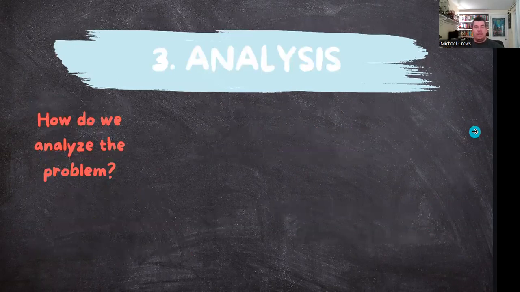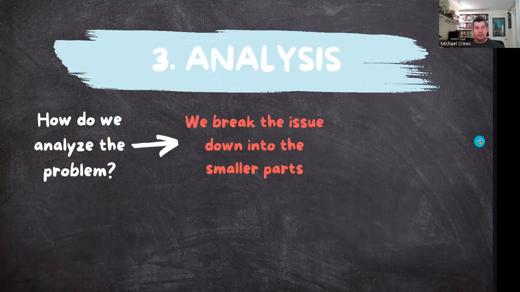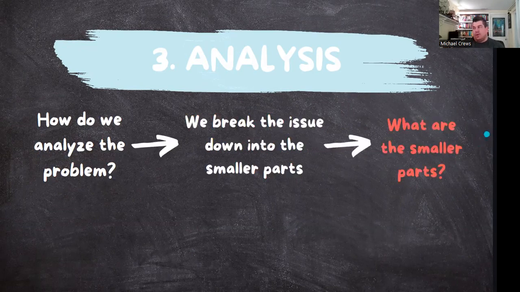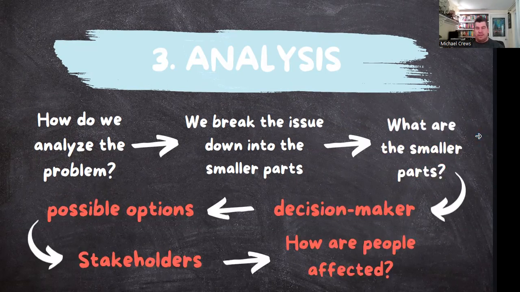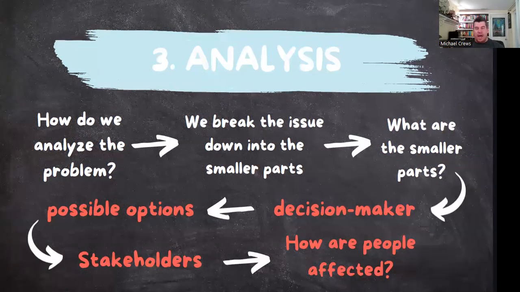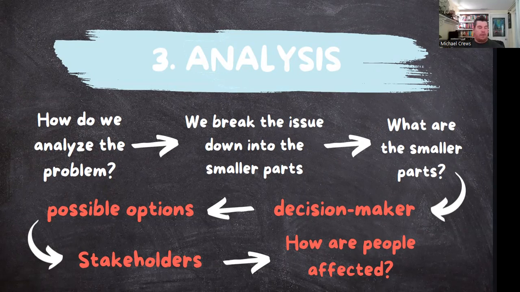And then how do we analyze the problem? We break the issue down into the smaller parts. So what are the smaller parts? You'll see in the chapter, it's the decision maker, the possible options, the stakeholders, and how people are affected. So before we can make a wise ethical decision, we would need to know all these things.